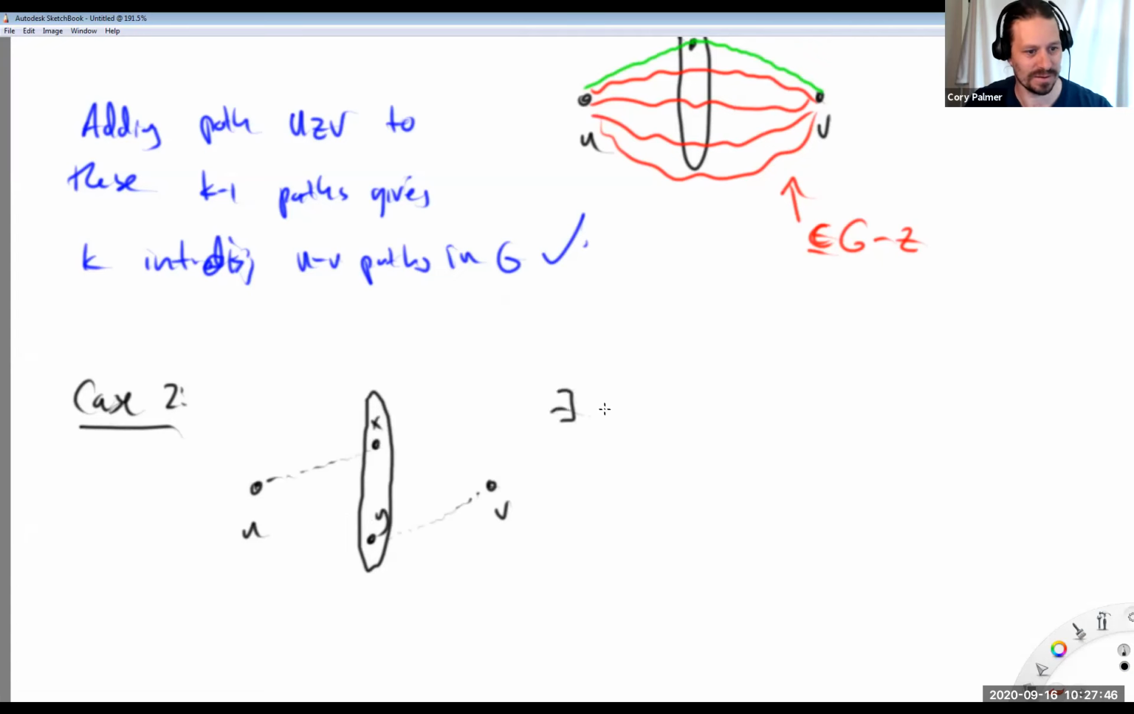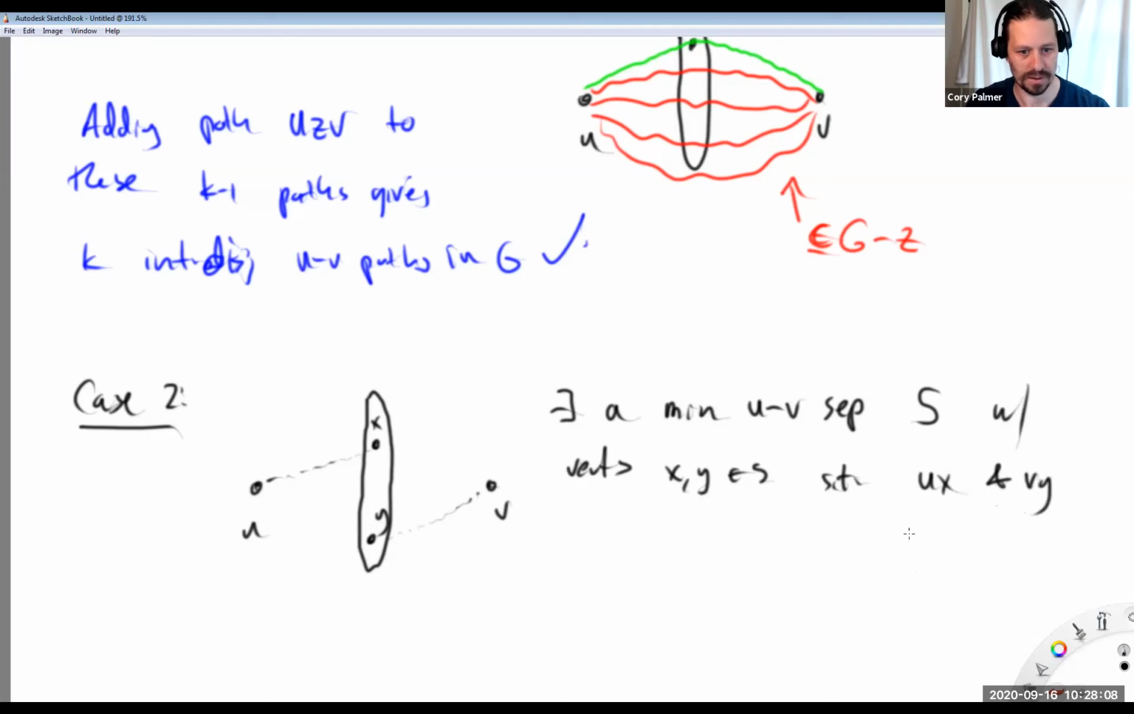So there exists a minimum UV separator, S. Usually we use S instead of X anyway, with vertices X, Y in S, such that UX and VY are not edges.